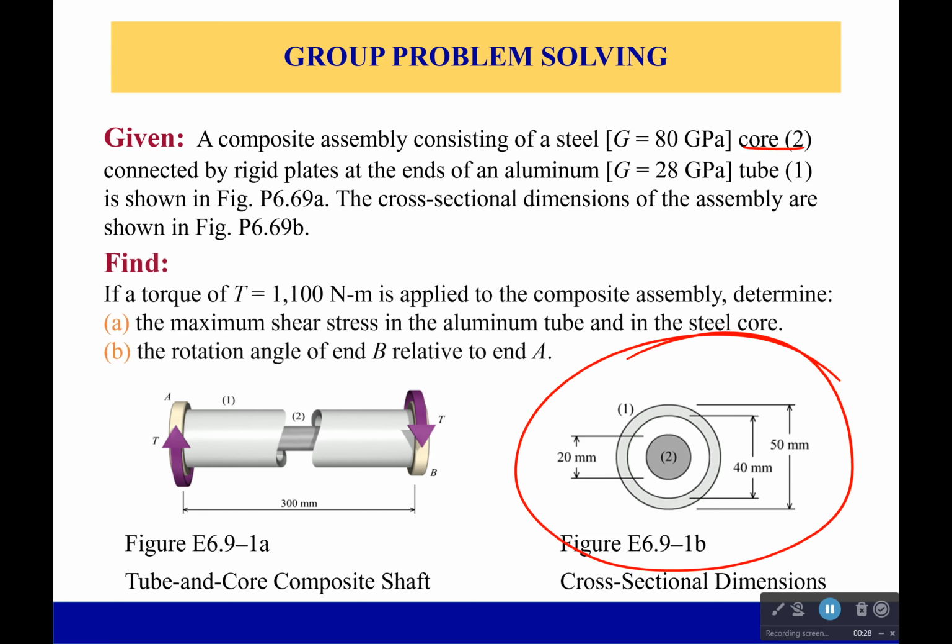Now, what do I want you to find? If the torque is 1100 newton meters and it's applied to that composite assembly, I want you to figure out the maximum shear stress in the aluminum tube and the rotation angle of B relative to end A. So if end A doesn't move, how much does B move?